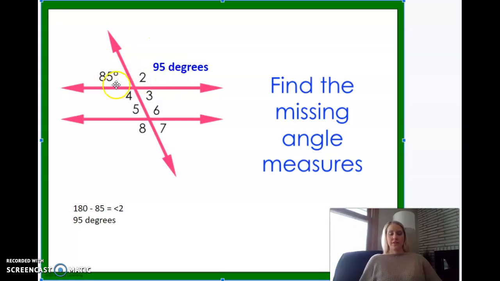So now that we have figured out these two angles, we have all the information we need to figure out the rest of all of these angles. So we can use anything from before. So we have alternate exterior angles, which would make angle 2 and angle 8 congruent. So angle 8 would also be 95 degrees. All right, and then angle 8 and 6 are vertical angles and congruent. So that means angle 6 is going to be 95 degrees.